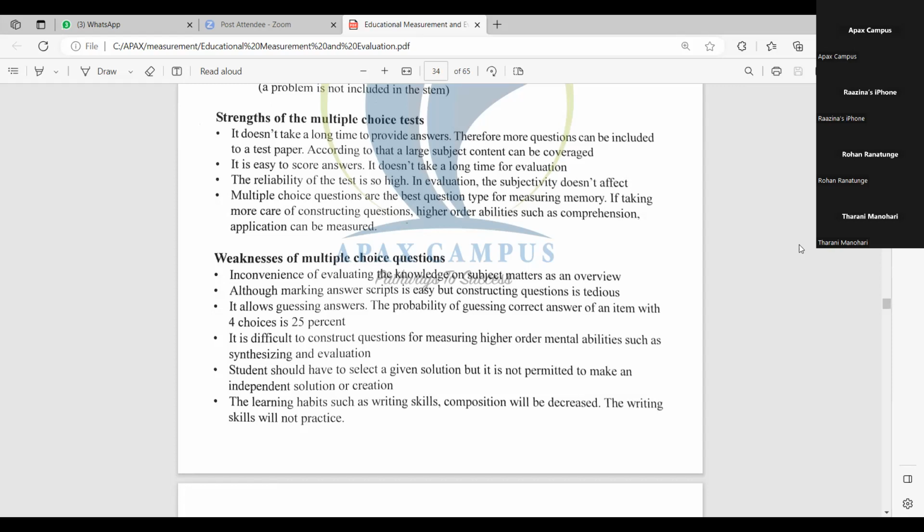Right, so that's another issue. Writing skills, composition will be decreased. So we no longer want our children to write things because we are getting used to typing. You are typing on your mobile phone screen. We can easily do that if you have the proper knowledge, proper skill. So as a result, the writing skill will not be practiced. Right, because we don't want that.